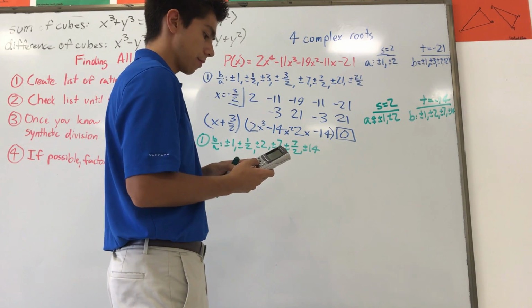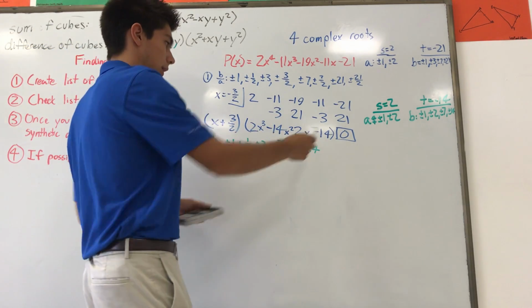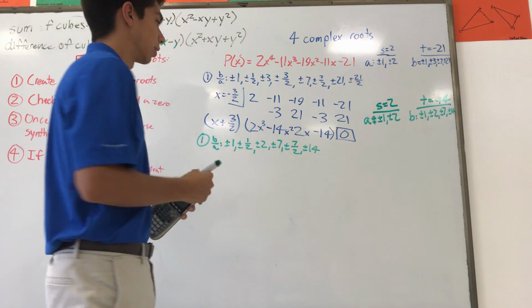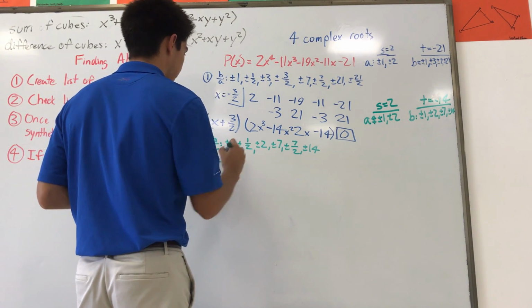So I'm going to try with 7 now. 7 is a 0. I got that by simply plugging this equation into my calculator, and I get a 0 out of it. So I know that there is a root where x equals 7.